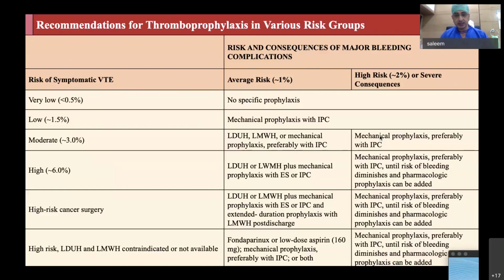In moderate, high, and high-risk cancer surgery, low-dose unfractionated heparin or low molecular weight heparin or mechanical prophylaxis, preferably intermittent pneumatic compression, should be used. In high-risk with the contraindication to heparin, fondaparinux or low-dose aspirin with mechanical prophylaxis should be used. In the high risk group where the chance of bleeding is more, the mechanical prophylaxis should be started first, followed by pharmacological prophylaxis when the bleeding chances are less.